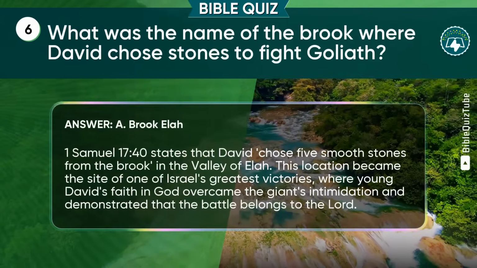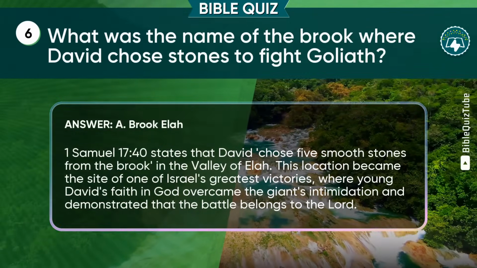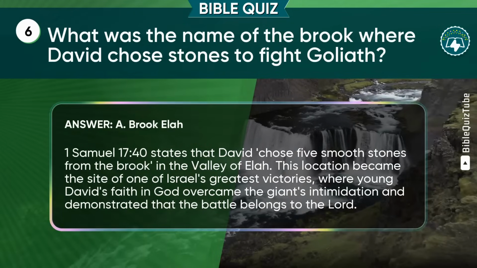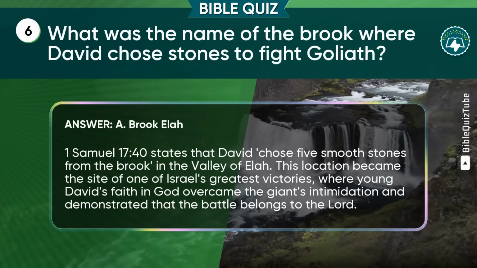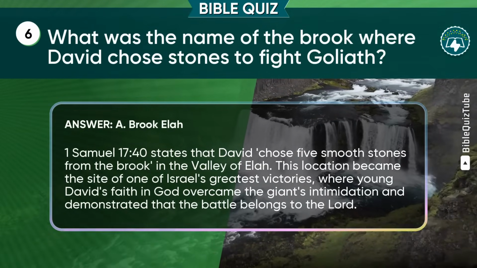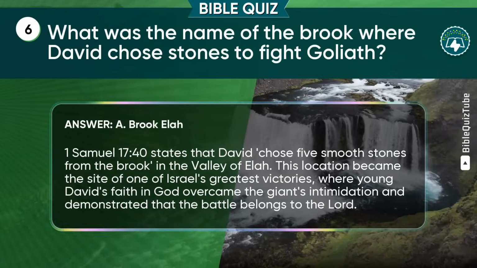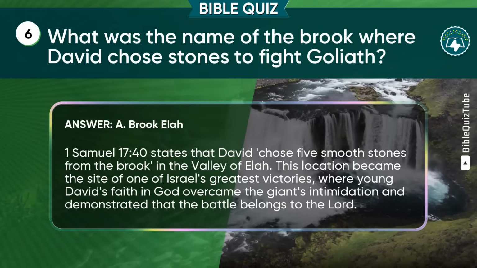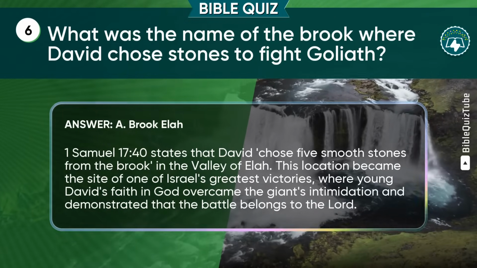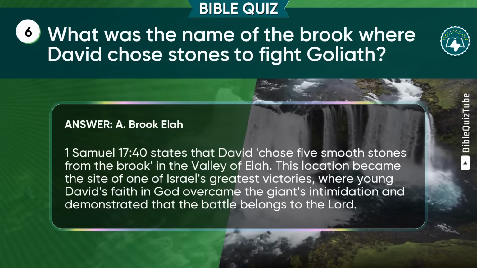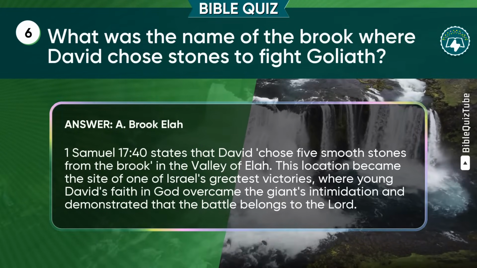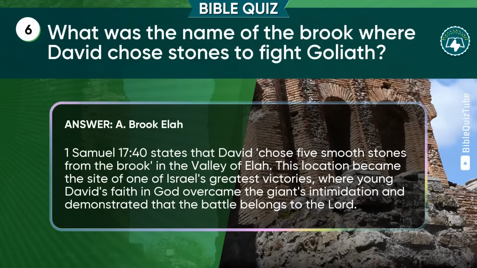The explanation. 1 Samuel chapter 17 verse 40 states that David chose 5 smooth stones from the brook in the valley of Elah. This location became the site of one of Israel's greatest victories, where young David's faith in God overcame the giant's intimidation and demonstrated that the battle belongs to the Lord.